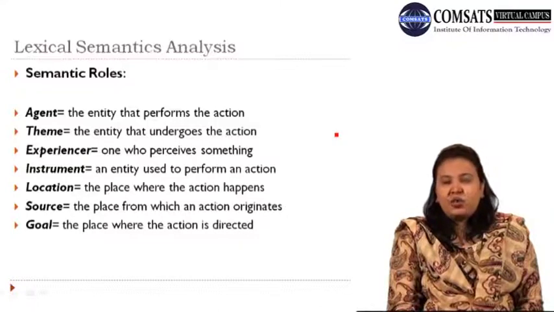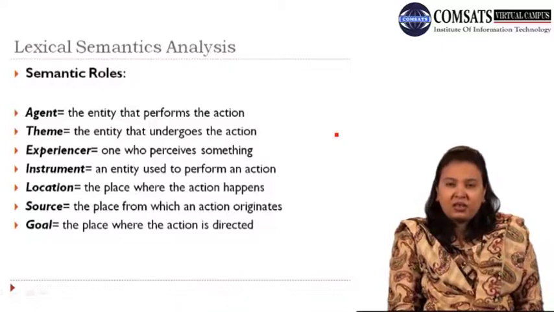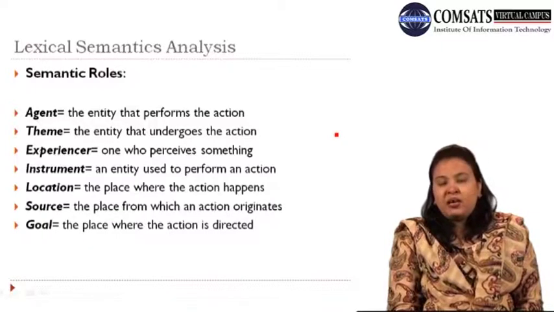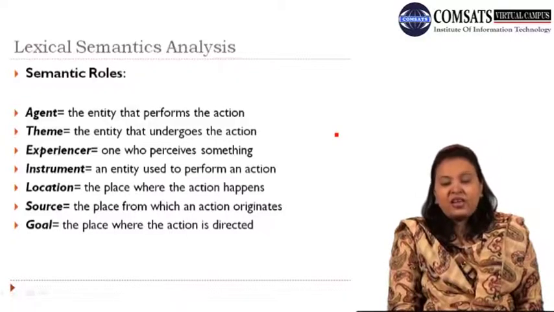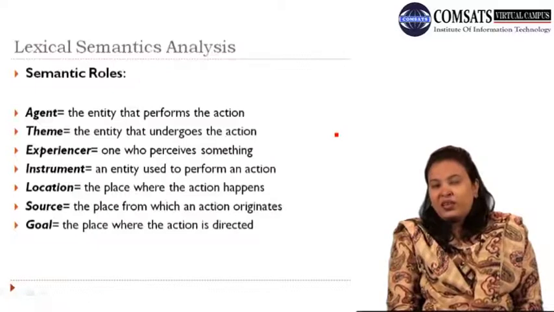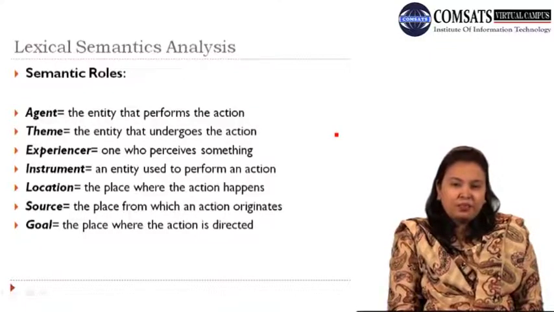The first category is agent. Agent is the entity that performs the action. For example, the peon opened the gate. Now who performed the action? The peon. So the peon would be the agent of the action. Theme, the entity that undergoes the action. The peon opened the gate. So what was the thing that was opened? The peon performed an action of opening on what? The gate. So the gate is the theme.